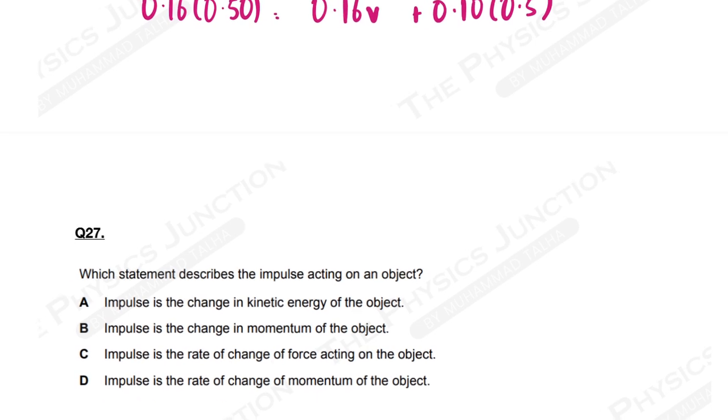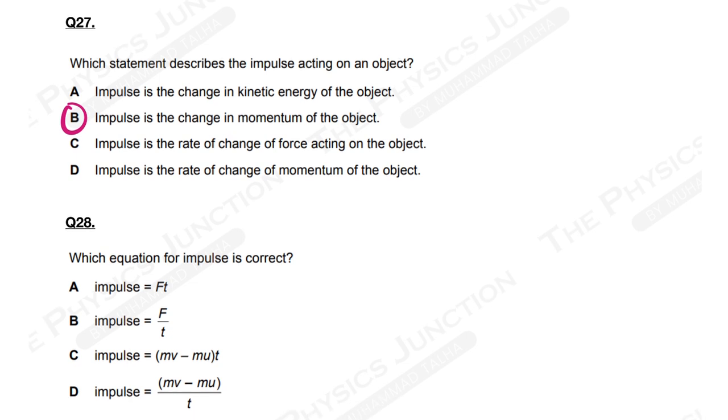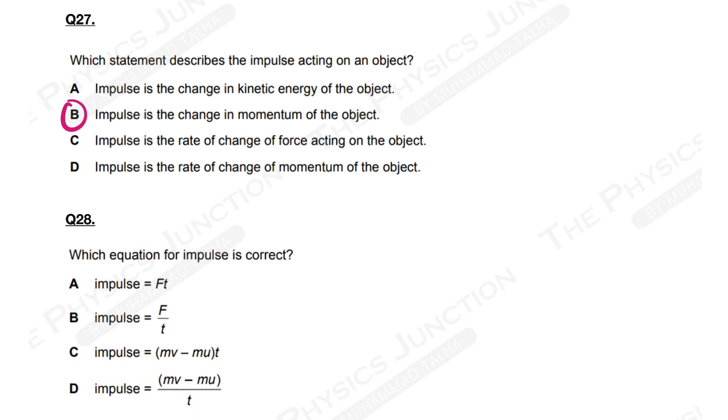Which statement describes the impulse acting on an object? Impulse is the change in momentum. Boom. Next. Which expression for impulse is correct? There are really two. Delta P is F delta T, and the other one is just the change in momentum. So mv minus mu, not this, and it's this.